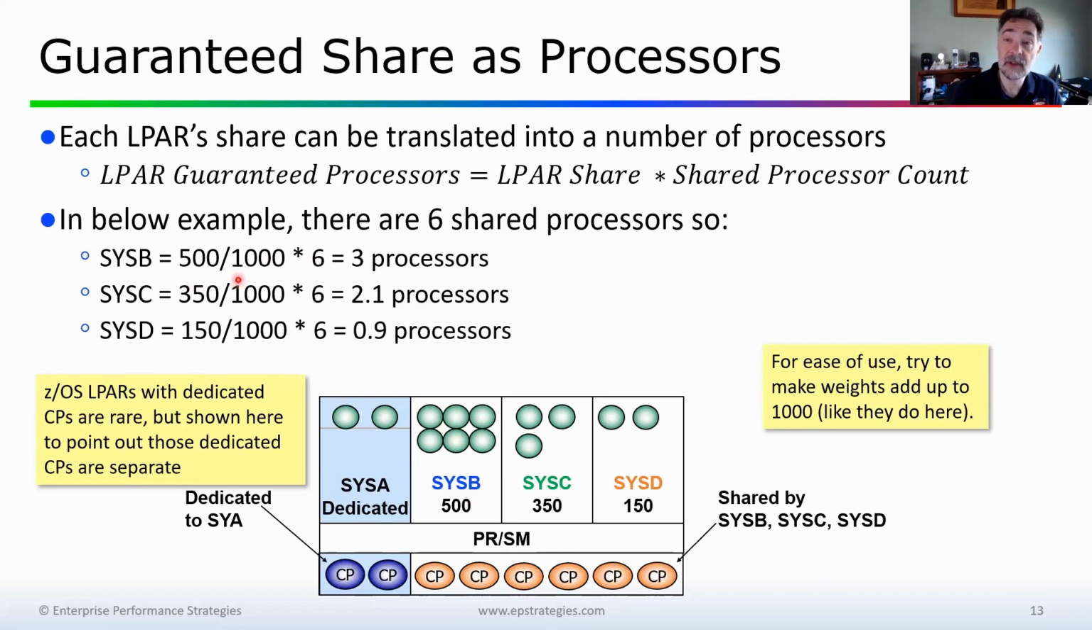So if we do this ratio here, and we have SYSB with a weight of 500, well, that's half of the capacity of those 6 shared processors. So basically 0.5 times 6 is 3 processors. You can do the math for SYSC and SYSD here, and you can see their guaranteed share expressed as a number of processors. This is important, as we'll see in just a moment.